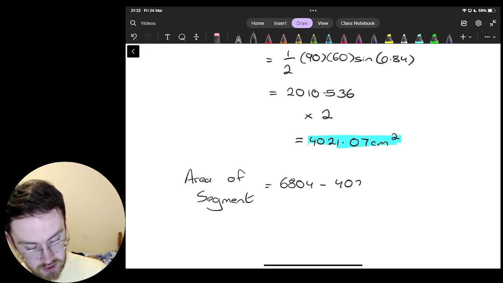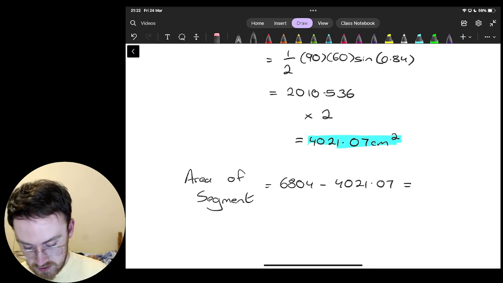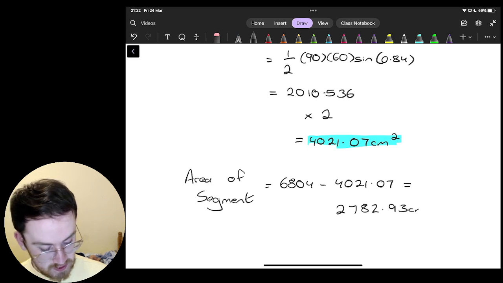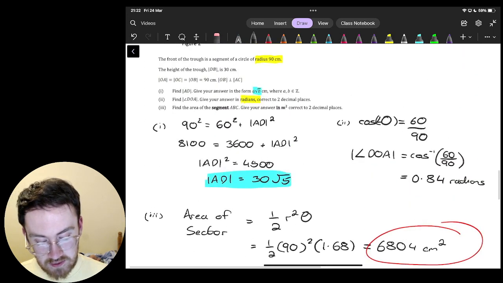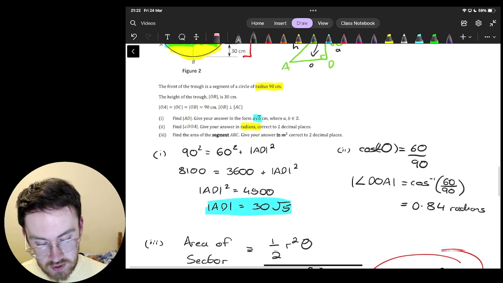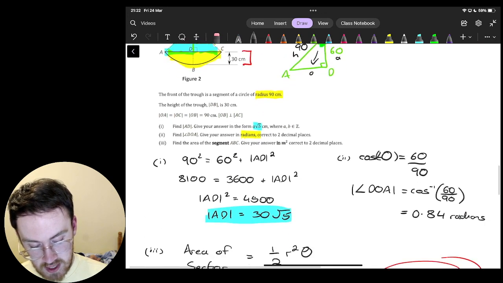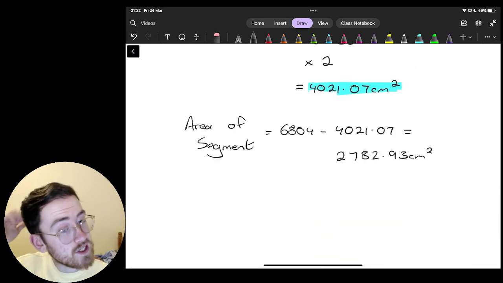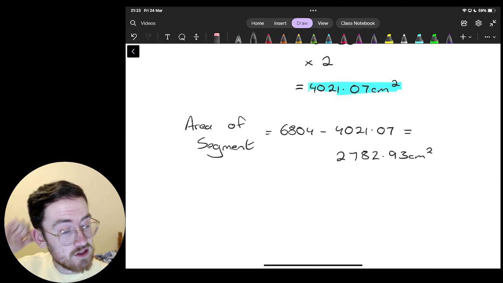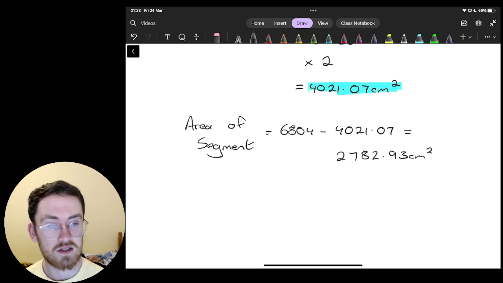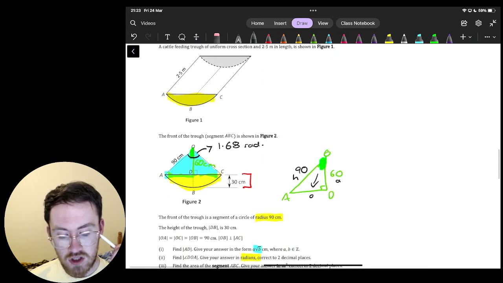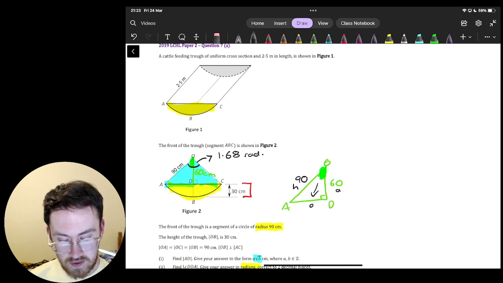minus 4021.07, and that's going to give me an answer of approximately 2782.93 centimeters squared. And we're asked to give our answer in meters squared corrected to 2 decimal places. So I'm presuming that's centimeters squared. Or sorry, meters squared corrected to 2 decimal places. So to 2 decimal places, we have it in 2 decimal places there. 2782.93 centimeters squared.